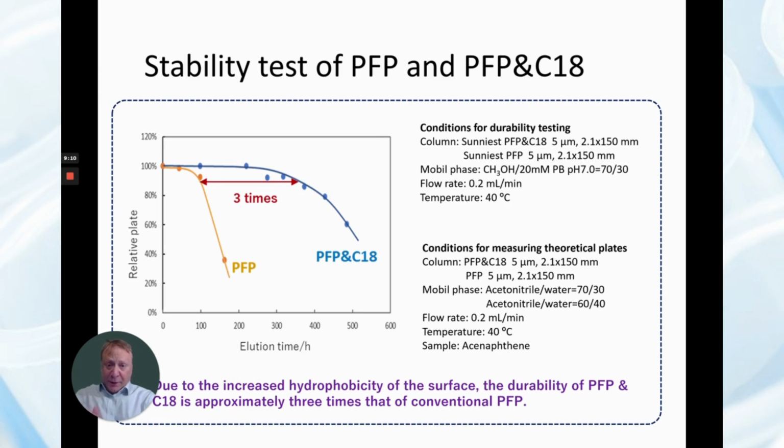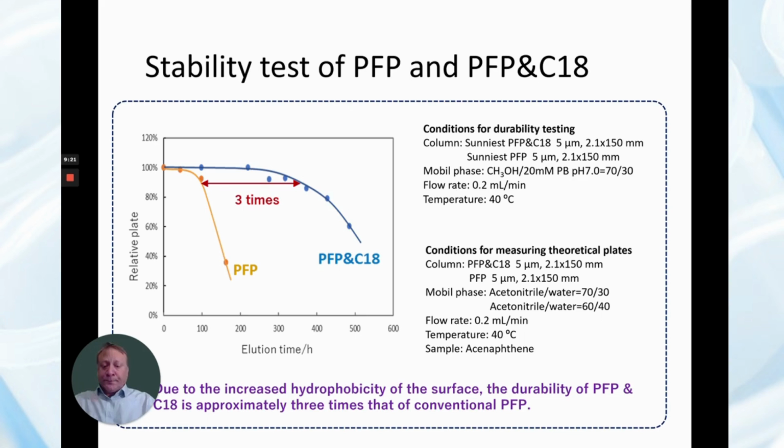Now, what about stability? We're going to look at these two columns, the stability of PFP and PFP C18 column. So due to the increased hydrophobicity of the surface, in reference to the PFP and C18 column, the durability of this PFP and C18 column is approximately 3 times that of a conventional PFP. And so this is important because PFP columns are not known to be the most stable. So this is something to look at.